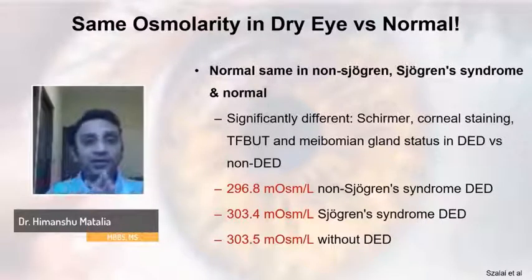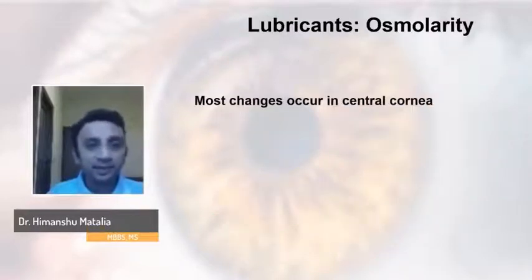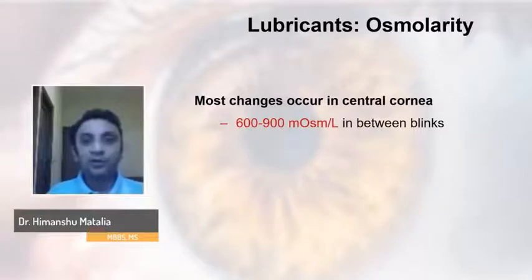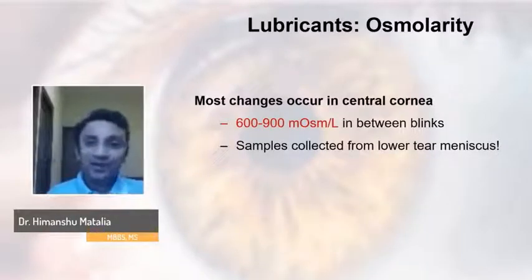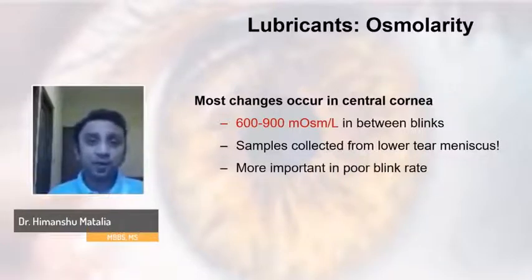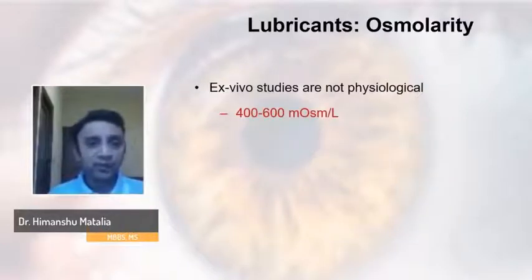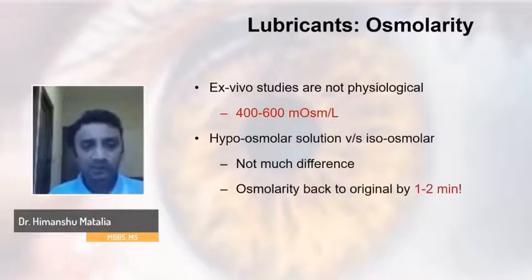Also, there are certain interesting things we have to remember about osmolarity. Osmolarity is a dynamic thing. With each blink, the osmolarity changes and it varies by a significant amount. The sample we collect is from the lower tear meniscus, and the osmolarity is not equal in the entire eye. In fact, the most important place for us is the central part of the cornea, where we do not measure. Most of the studies, when they have done ex vivo studies, are not reliable.